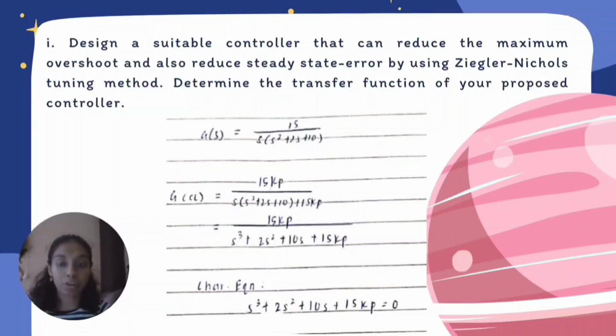And at the end, we'll be determining the transfer function of our proposed controller. So first of all, the suitable controller is PID because it can both reduce the maximum overshoot and also reduce the steady-state error. And secondly, we will be using the second tuning method because of the existence of our integrator.